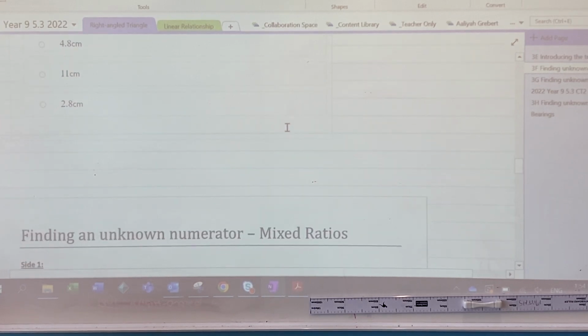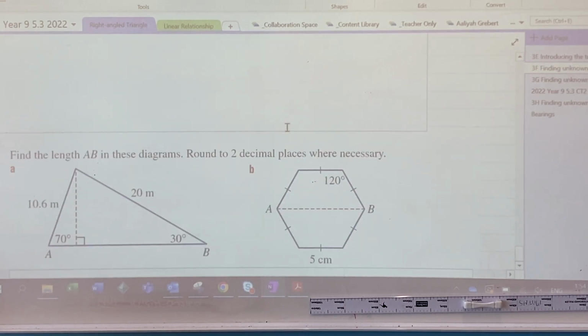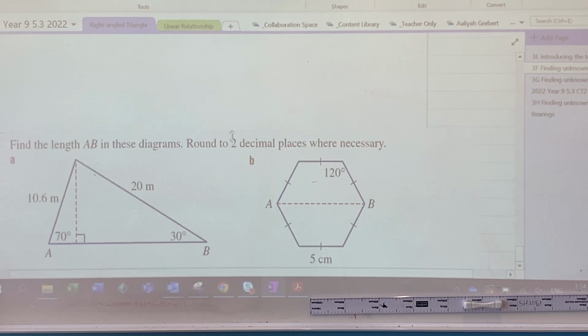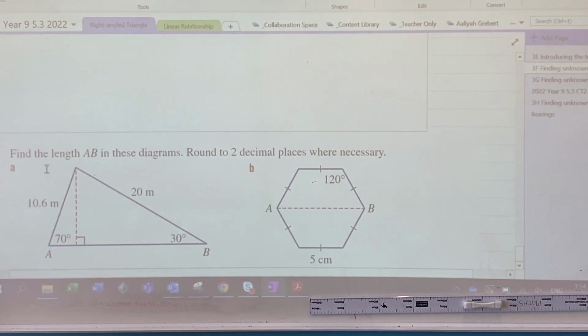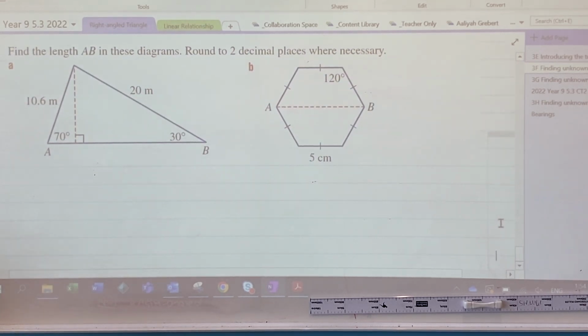I'm going to do a little bit harder ones. I'm going to move this up so you guys can see better. Okay, here we go. A little bit harder ones, right? Find the length AB in these diagrams, to two decimal places.